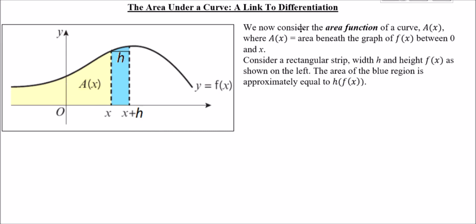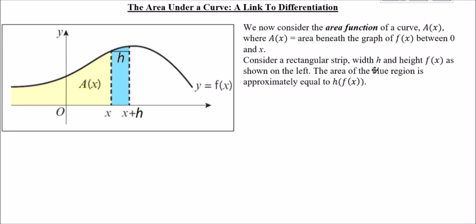I want you to consider defining into existence an area function of a curve. Capital A brackets x, where that is the area function at the particular value of x. So A of x is the area beneath the graph of f of x between 0 and x. So consider we just wanted to think about this blue region here.